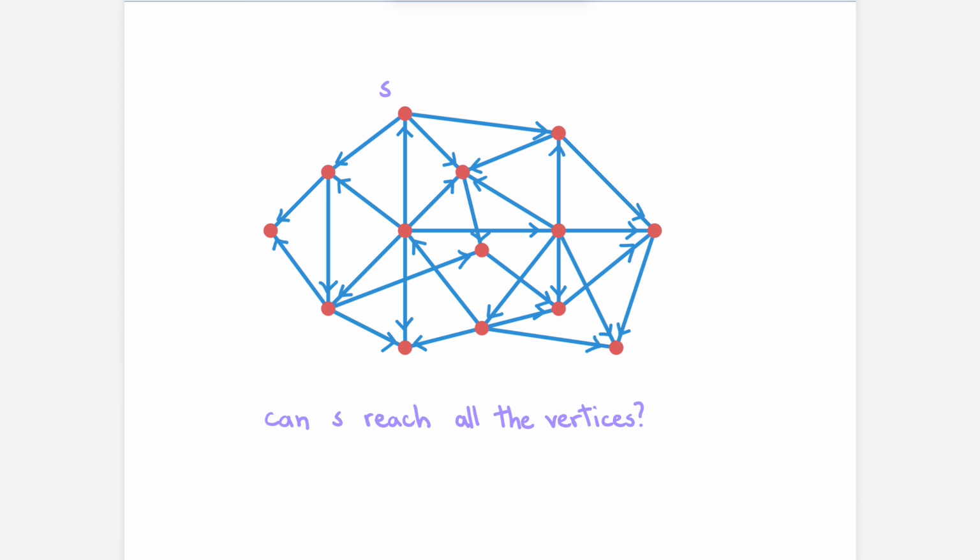But it's a natural question to ask, given a graph. Here's some starting vertex S. Can S reach every other vertex in the graph? I guess I can take a vote.